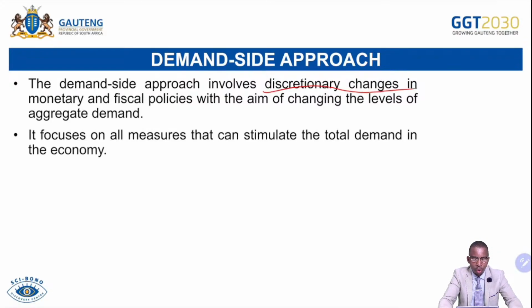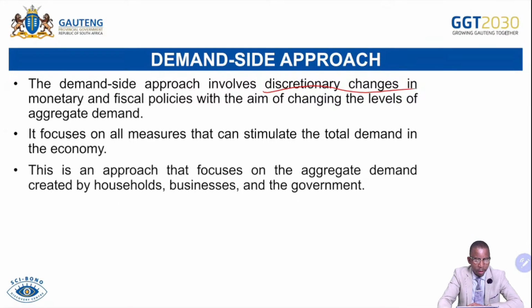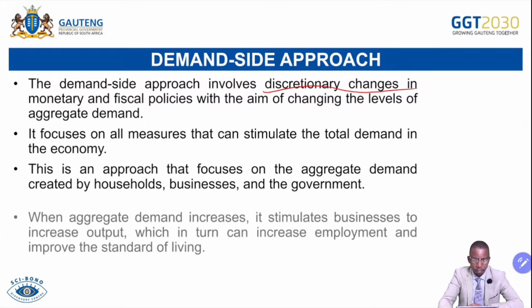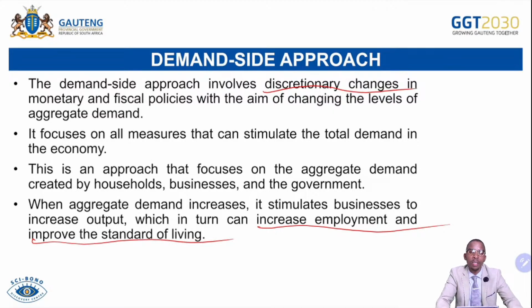It focuses on all measures that can stimulate the total demand in the economy. So we check all aspects that can be used to stimulate the demand for goods and services in the economy. It is an approach that focuses on aggregate demand created by households, businesses, and the government. When the aggregate demand increases, it stimulates businesses to increase output, which in turn can increase employment and improve living standard. Whenever there's more demand, firms are encouraged to produce more goods and services. People will be employed because firms will be demanding more labor force.